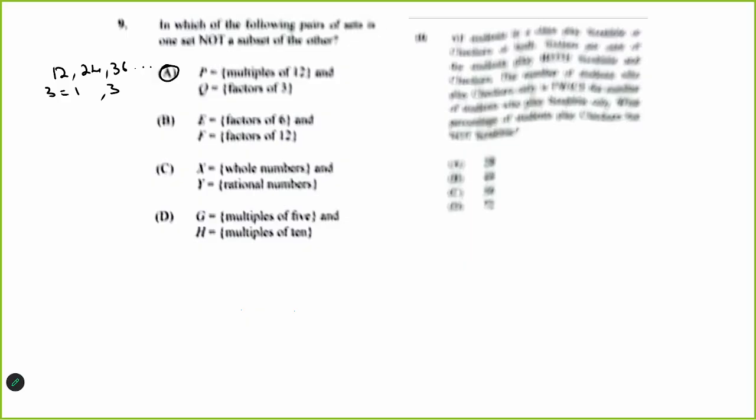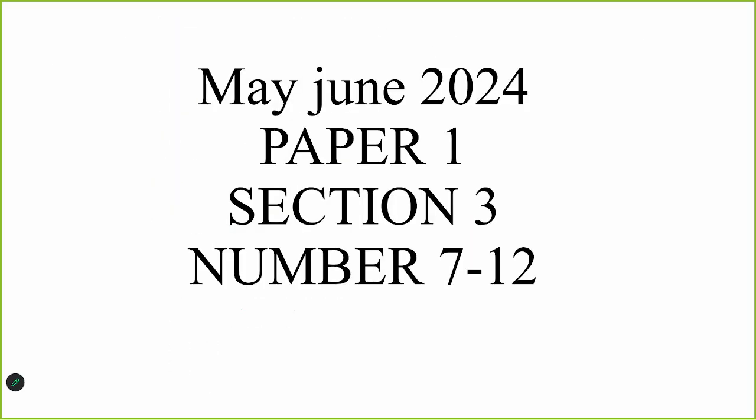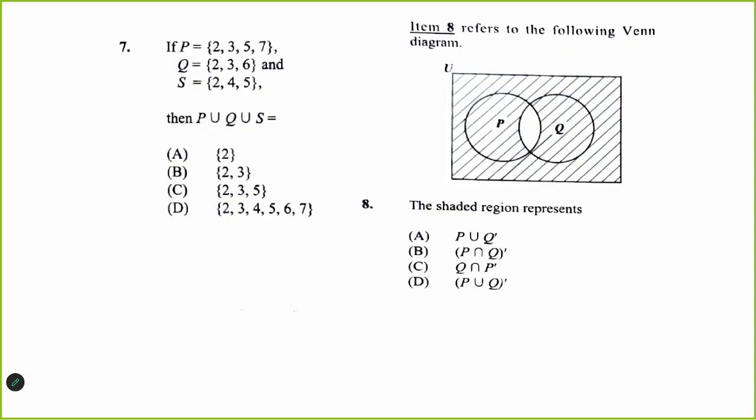I had some of the questions a bit blurry, so we won't be able to do the blurry ones. Let's do May, June 2024, paper 1, section 3, number 7 to 12. So, if I combine, this is union, right? If I combine P and Q with S, that means I combine all of these, so it will be D. 2, 3, 4, 5, 6, 7.